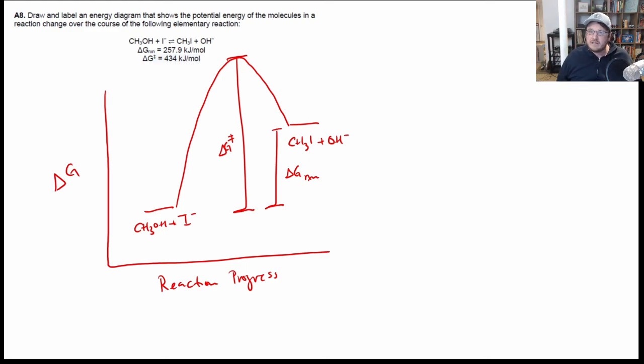And so that's the potential energy change of that reaction, both from a kinetic perspective, where you have the delta G double dagger, and also from a thermodynamic perspective, where you have the delta G of the reaction. So that's how you do A8.